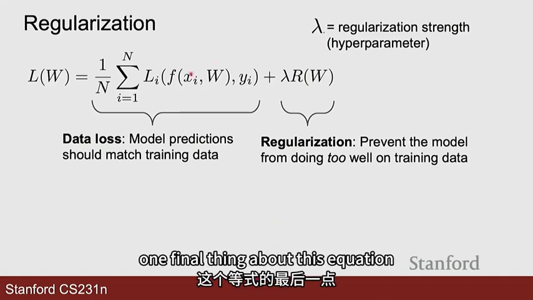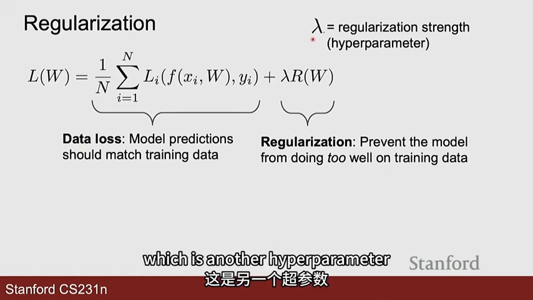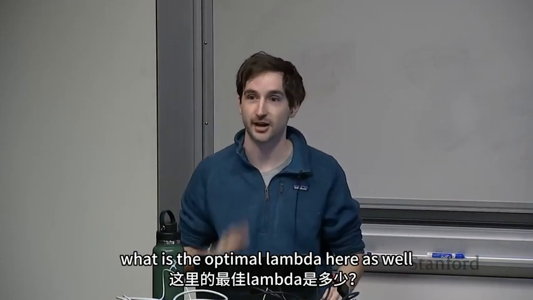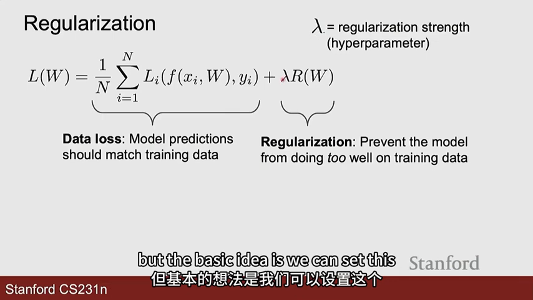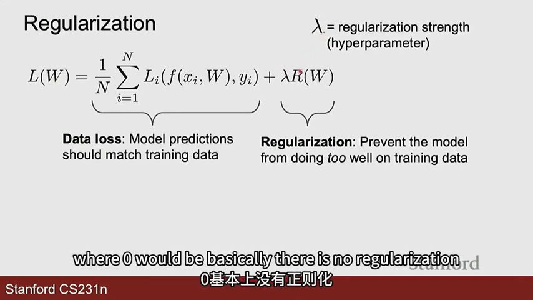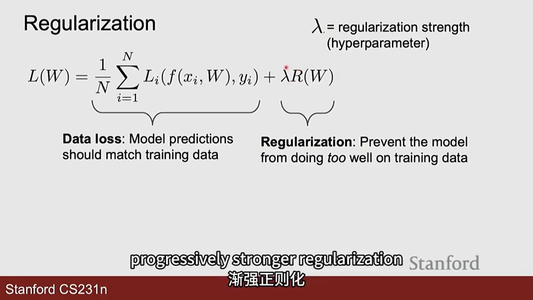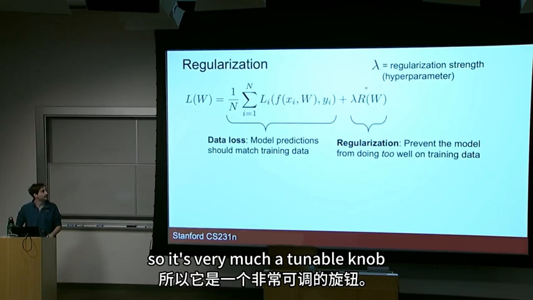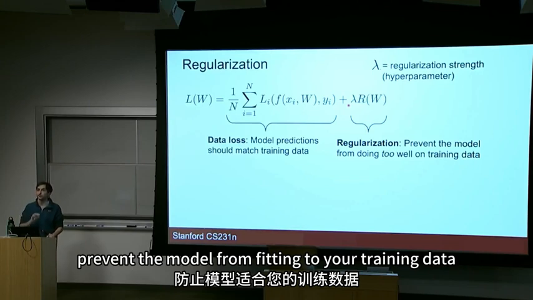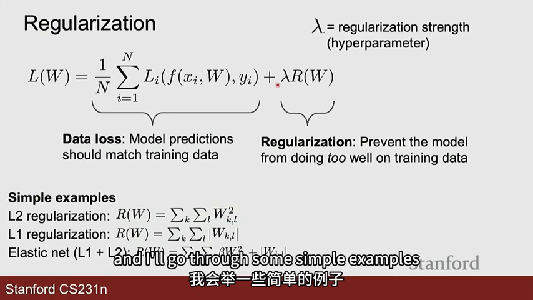Okay, and then one final thing about this equation that I didn't touch on yet is this lambda parameter here. This is the regularization strength, which is another hyperparameter. So we might use training and validation sets to set what is the optimal lambda here as well. But the basic idea is we can set this to a floating point between, I guess, 0 and infinity, where 0 would be basically there is no regularization, and up to infinity, you have a progressively stronger regularization. So it's very much a tunable knob you have for determining how much you want to prevent the model from fitting to your training data. And I'll go through some simple examples now of regularization.